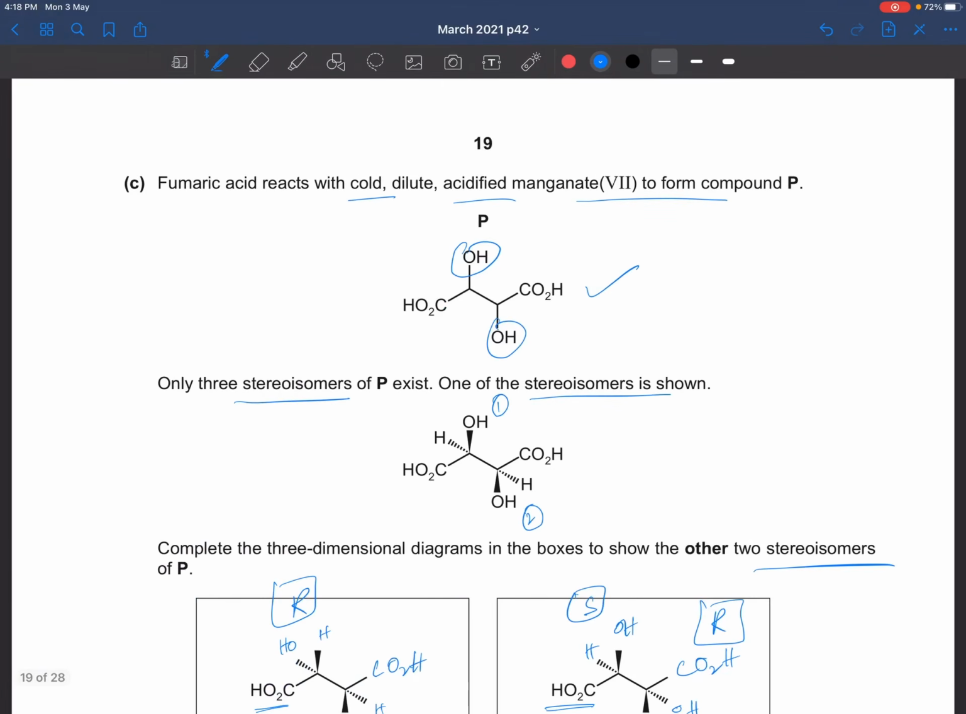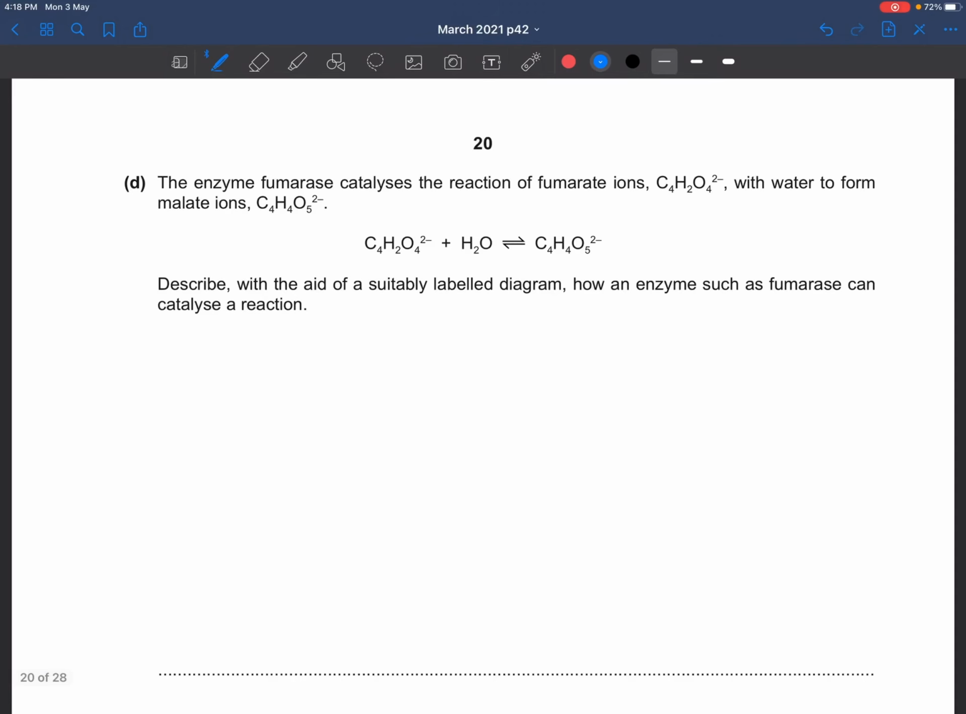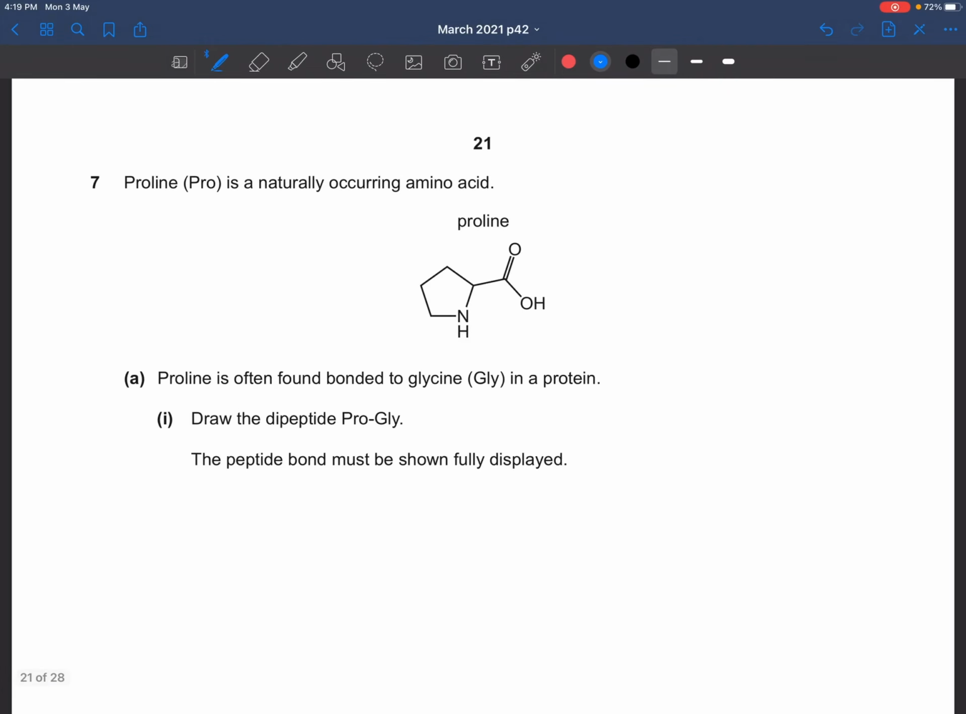The enzyme fumarase catalyzes the reaction of fumarate ion with water to form malate ion. Describe, with the aid of a suitably labeled diagram, how an enzyme such as fumarase can catalyze a reaction. So this is just the lock and key model. I hope everyone can draw the diagram for the lock and key model and explain it, because this is pretty simple, right? So let's just skip this one.